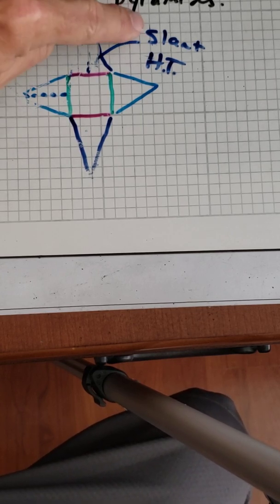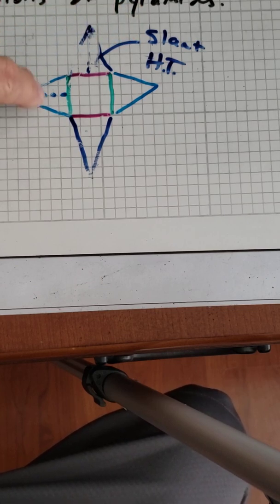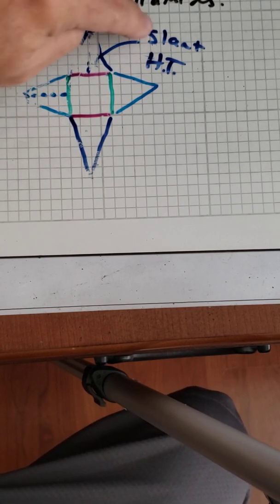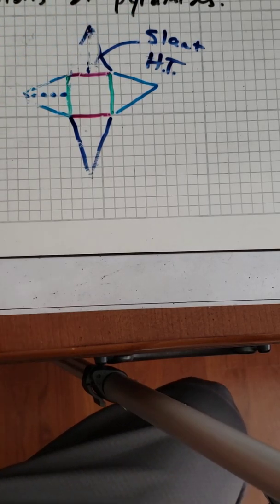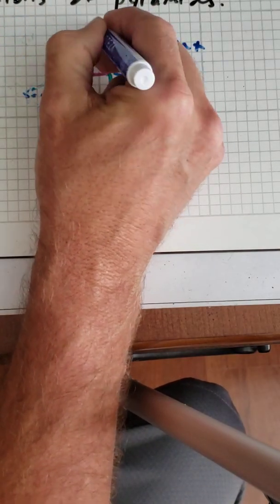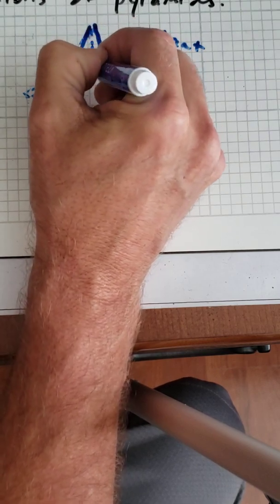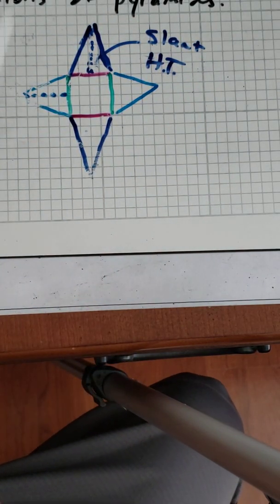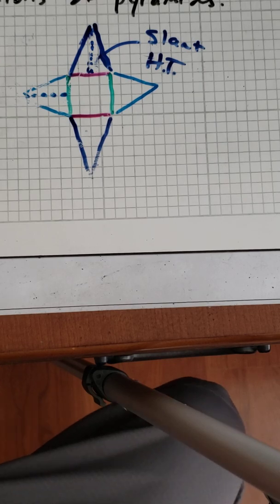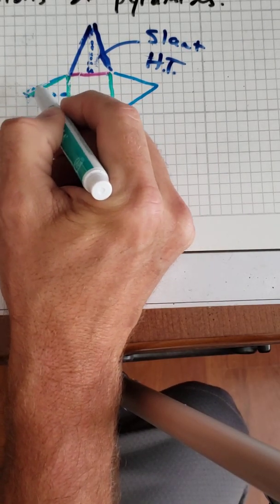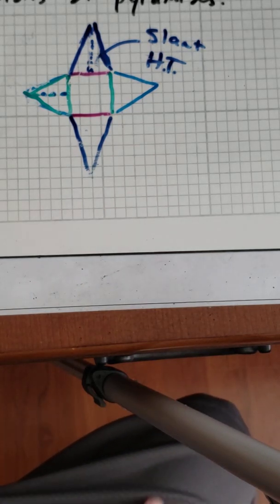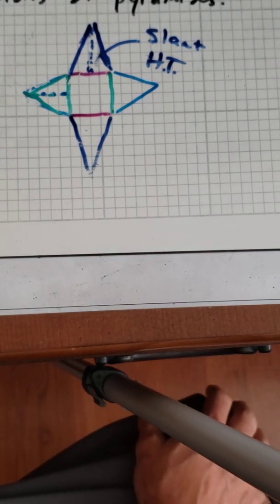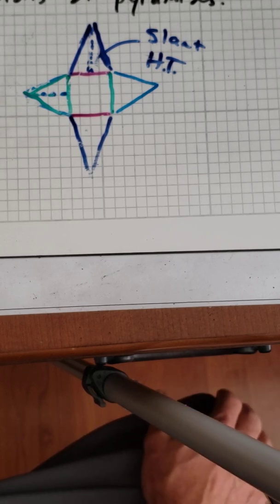vertical height for volume, VV. And then we use the slant height for surface area, slant surface, slant height for surface area, vertical height for volume. Super important that kids get the difference between those two, because if they use the wrong dimension for their equation, then they're obviously not going to get the right volume, or they're not going to get the right surface area, whichever one they're calculating.